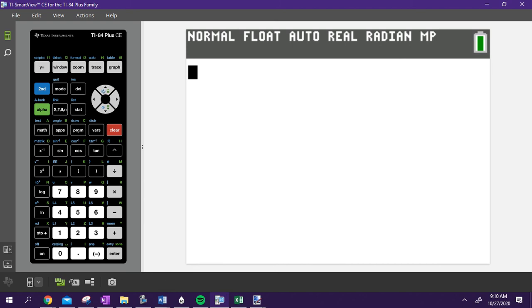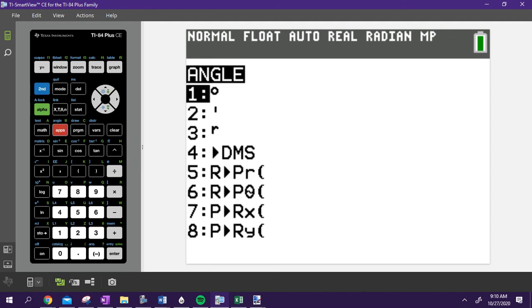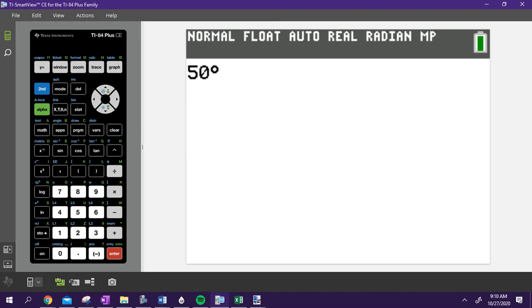So in your graphing calculator, you can do all of these things. Okay, 50 degrees, 6 minutes, and 21 seconds. So I'm going to go 50. Then I'm going to go second angle. Okay, angle is right here with the apps button. So second and angle, the apps button. And there's a little degree button. So I'm going to hit that, 50 degrees.